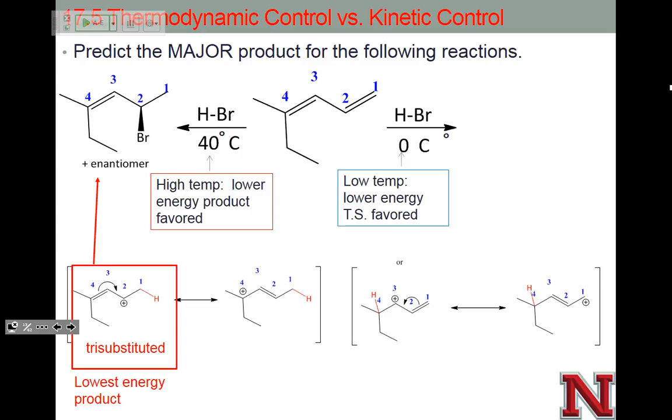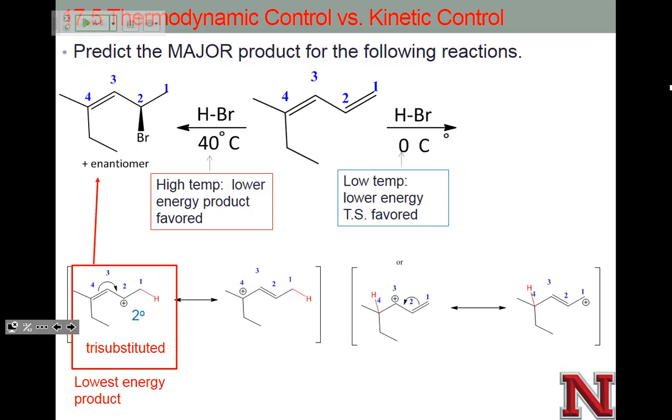And of course, this is a stereocenter, so plus and anti. Now that doesn't mean we won't form any of the other ones. We'd likely still form a decent amount of these two di-substituted, but we would expect tri-substituted to be major. Now at 0 degrees Celsius, our lowest energy transition state is going to be favored.